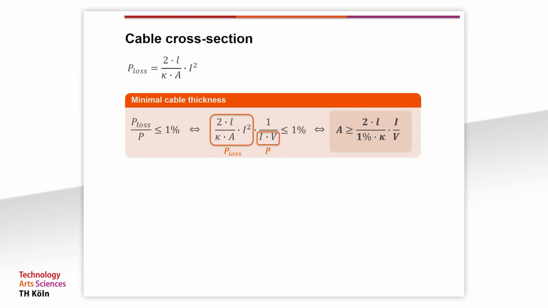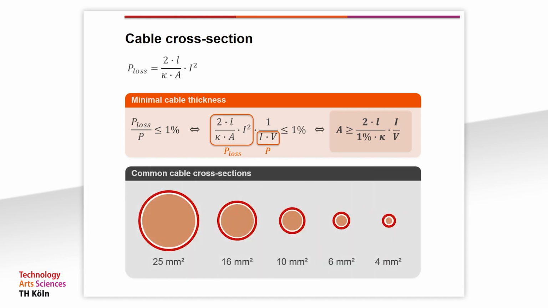In practice, however, only certain cable cross-sections are available. Therefore, it is usually rounded up to the next larger common cable cross-section. Common cross-sections for solar cables are 25, 16, 10, 6 or 4 square millimeter.